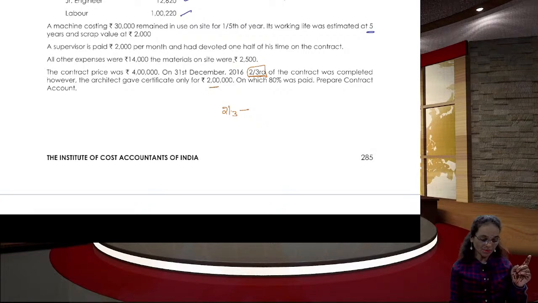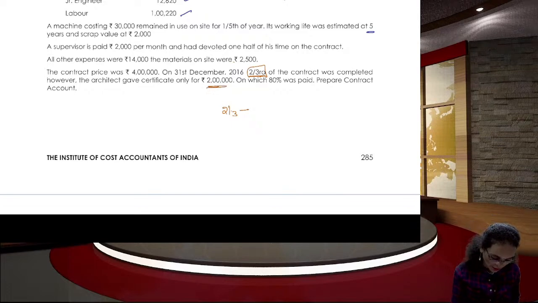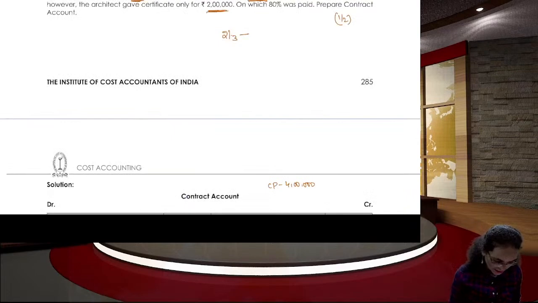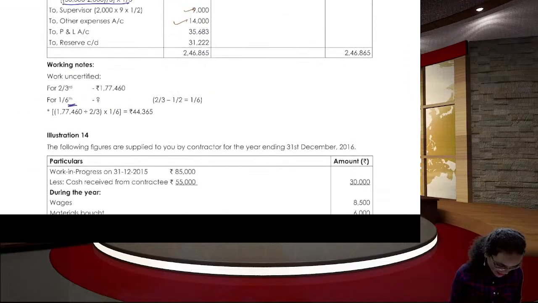But the architect has given the certificate for only 2 lakhs when the contract price was 4 lakhs. In the sense, only 50% is certified, and the remaining 50% is not certified. So come back here. See, 2/3 of the work is completed.